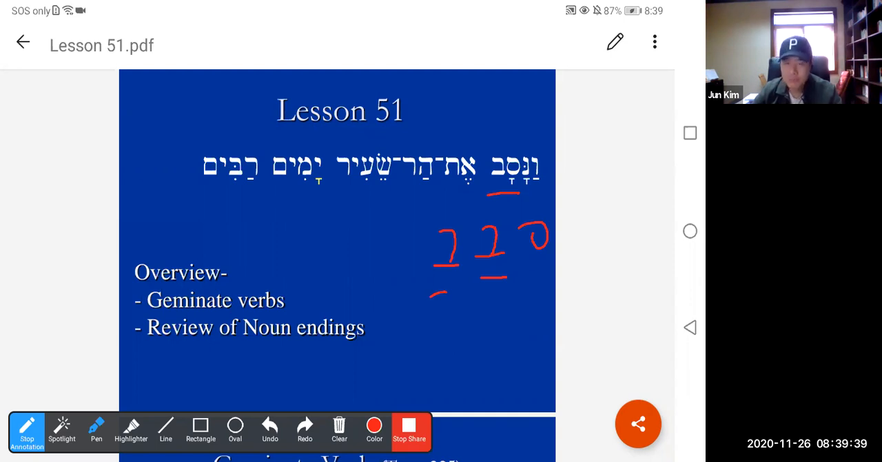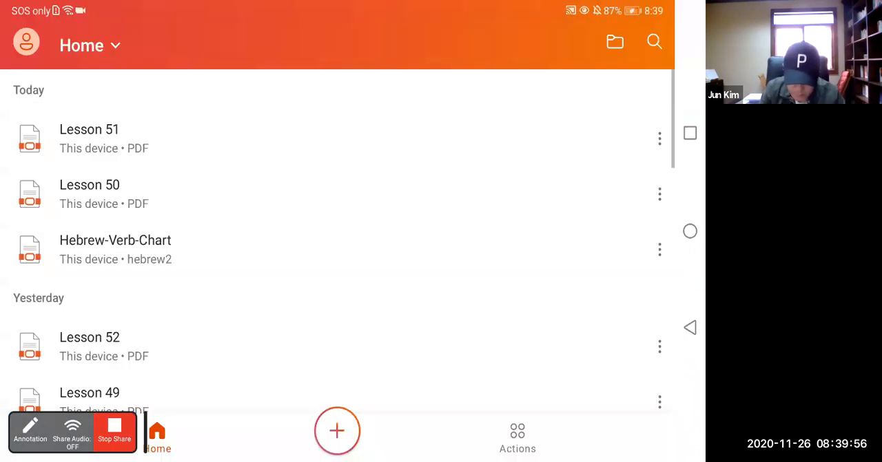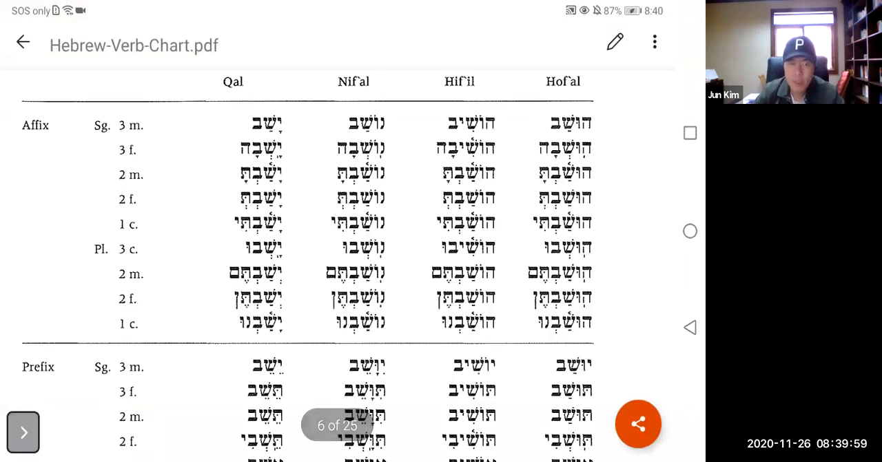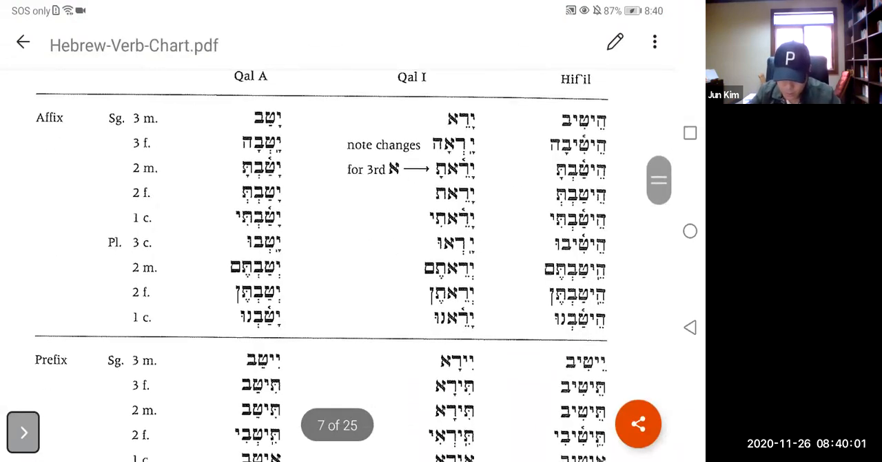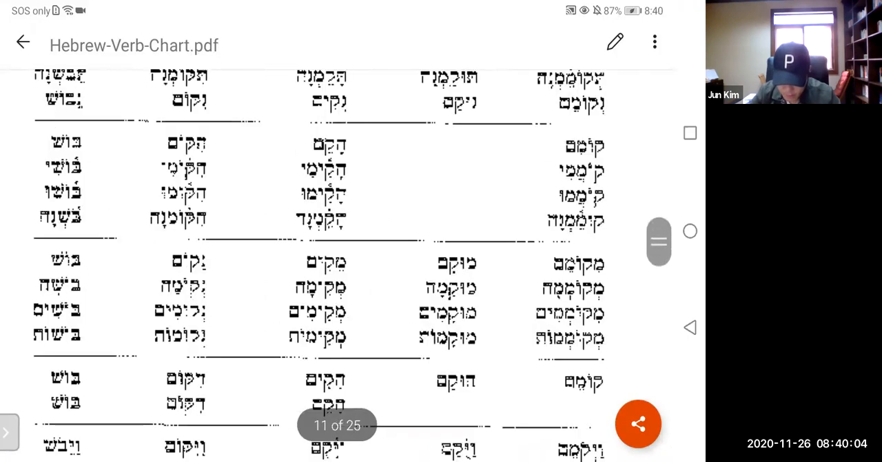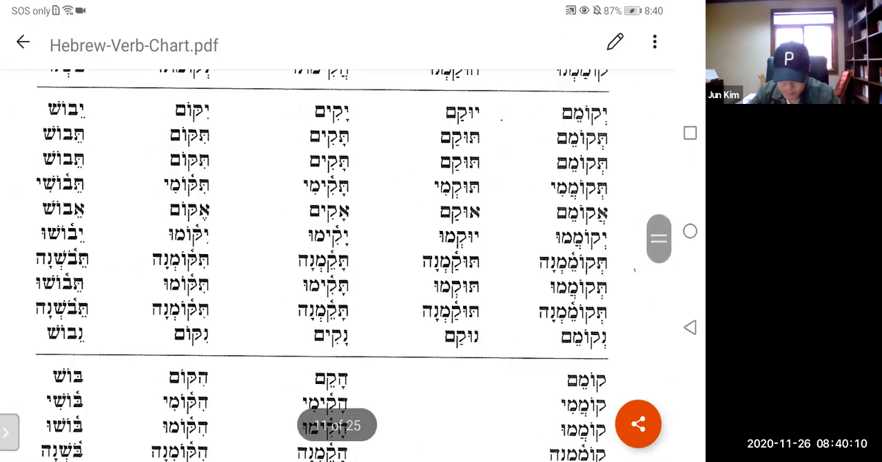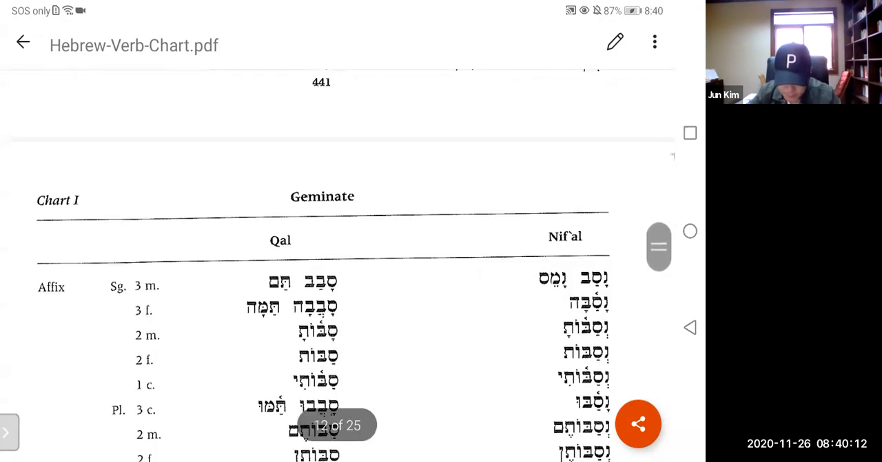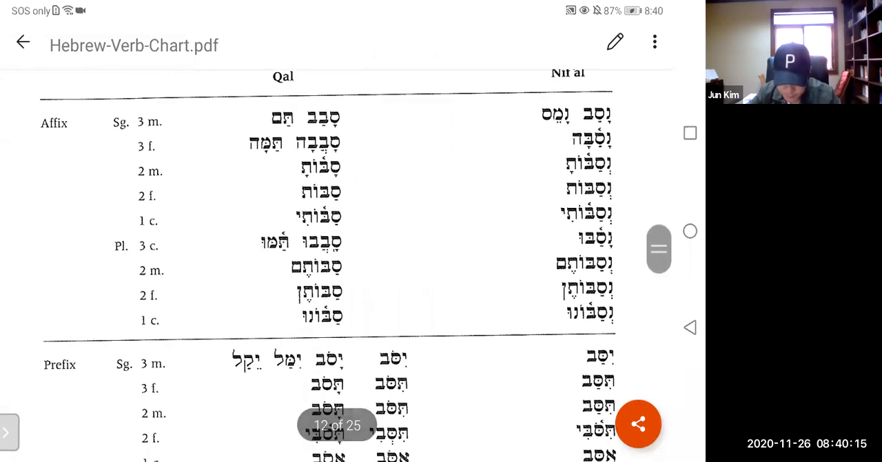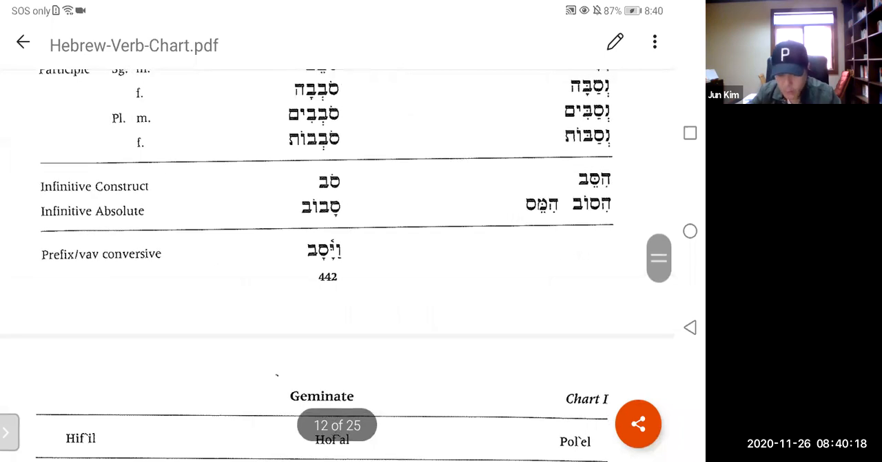Okay, so now, what can you see here? I think it's proper for us to go directly to the verb chart and talk about it. Let's do it this way. If you have your verb chart with you right now, please go to one of the last pages, after the hollow verb, page 442.